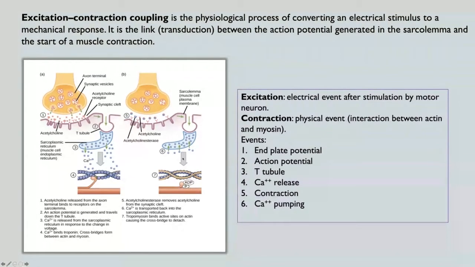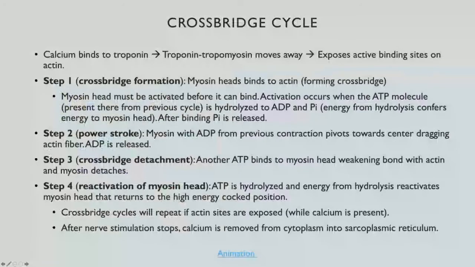So now let's move to the cross-bridge cycle. This is what actually produces the sliding of actin and myosin and the contraction of the muscle. Now we go to the mechanical part of this process.